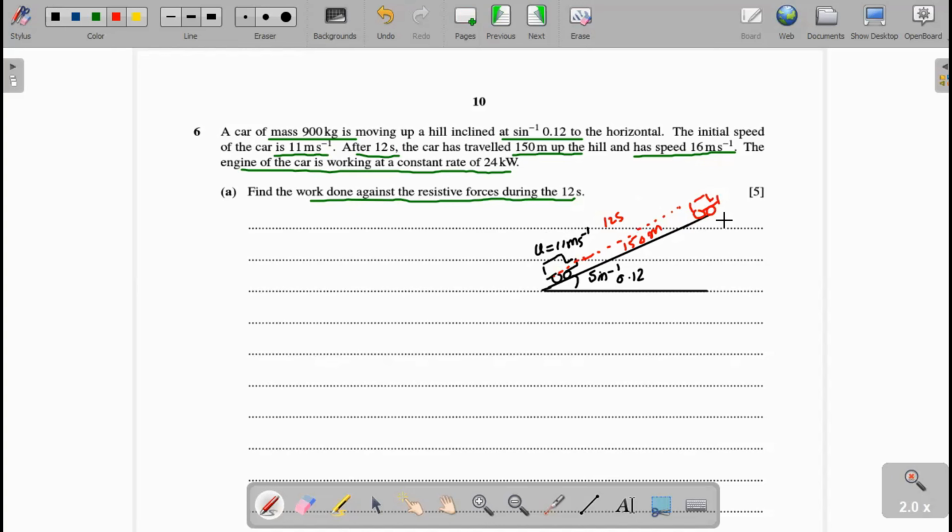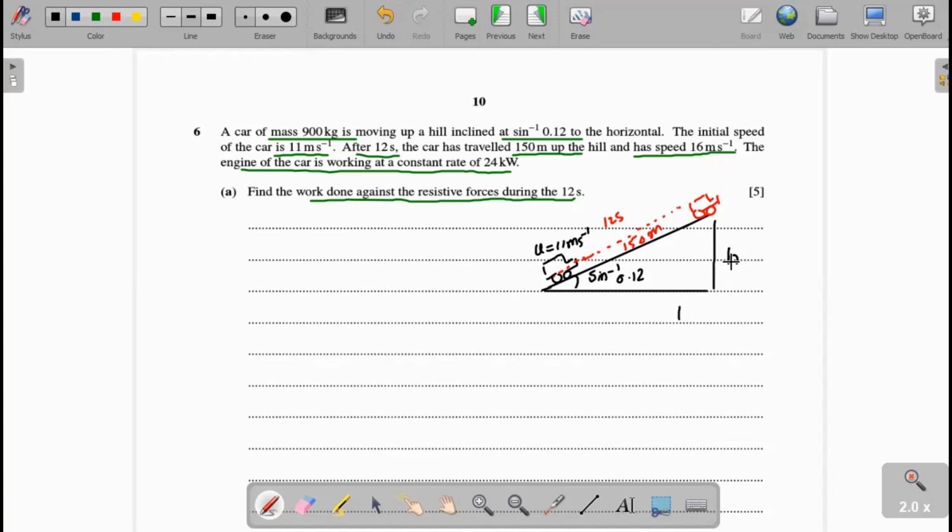And at this position, the height of the car we take as h. Now we see that the inclined length is 150 meter, vertical length is h.